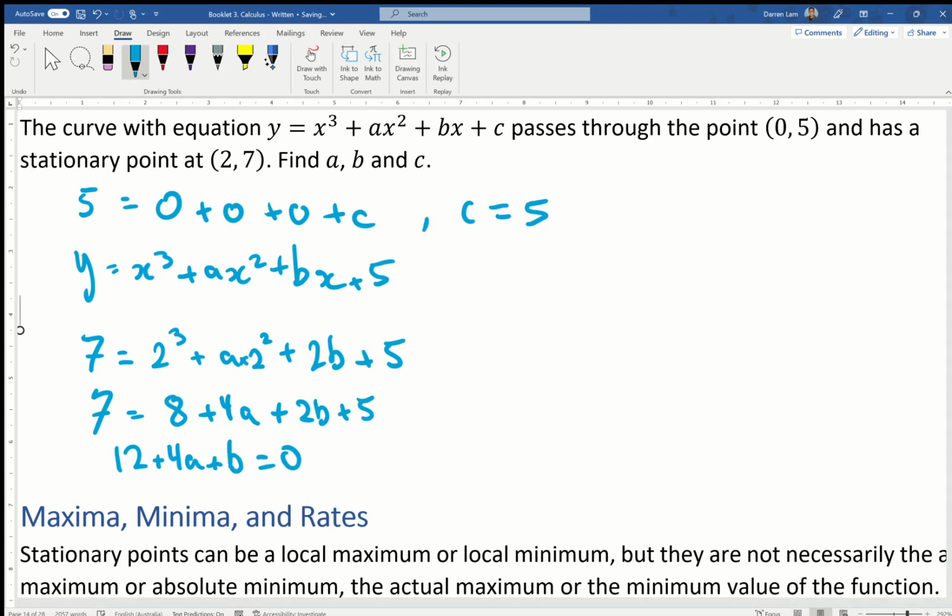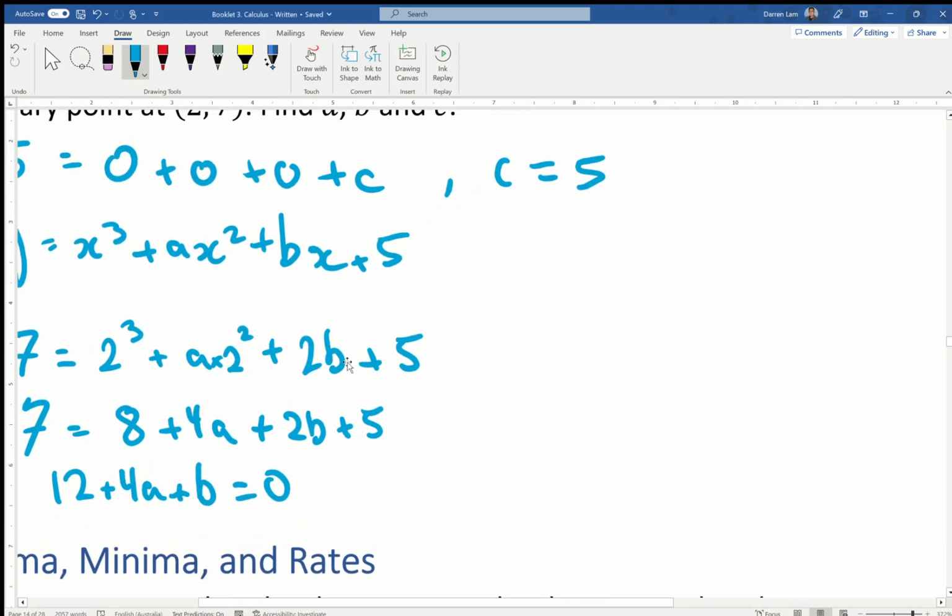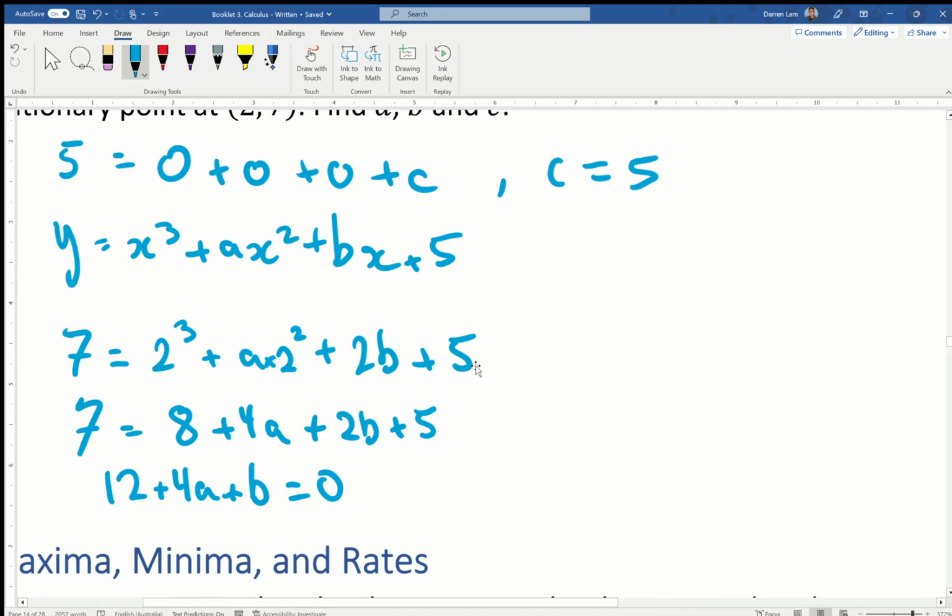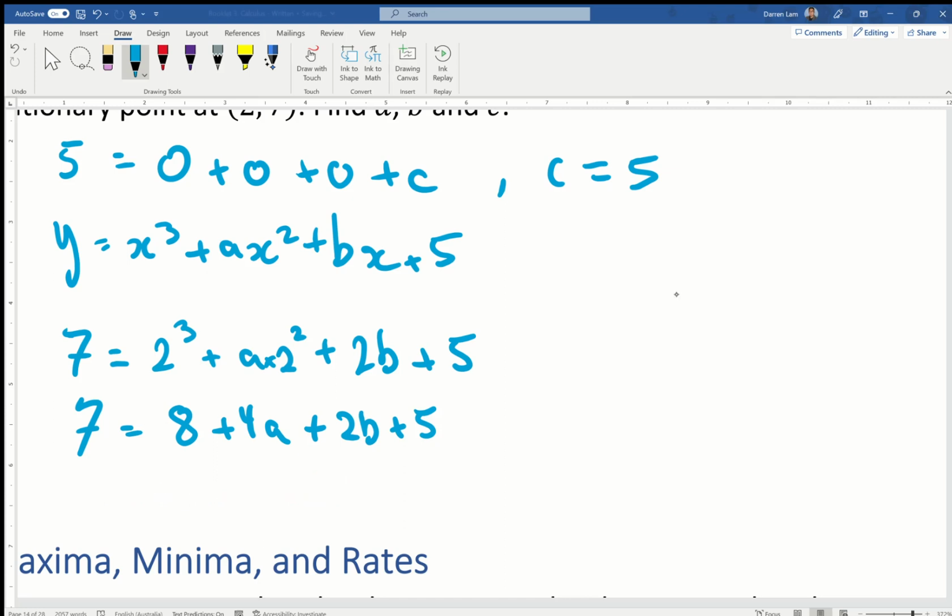Is that a bit hard to see up the back? No? Okay. Any questions so far? Okay, well, let's read this properly. So it says 7 equals 13 plus 4a plus 2b. When I transpose that, move the 13 across, shouldn't that give me negative 6 equals 4a plus 2b?